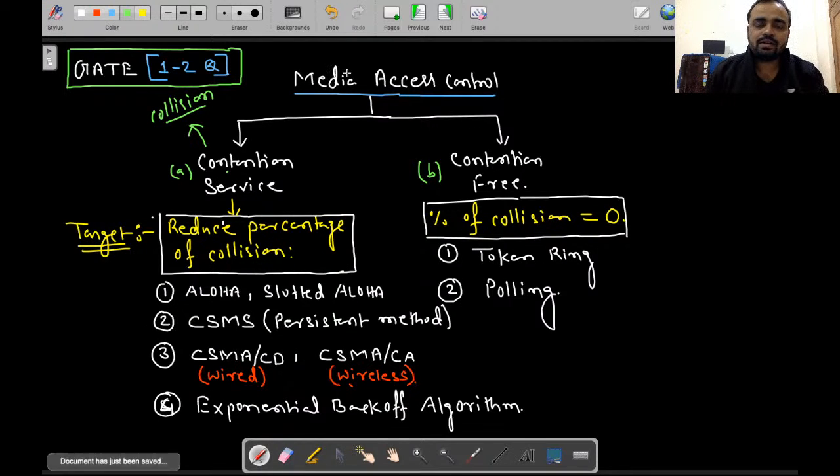Got it, everyone? Now let's start the contention-based protocols. As I told you, I have divided the media access control protocol into two parts. Today I will discuss part 1 and tomorrow part 2, and in part 1 and part 2 I will cover everything related to contention-based as well as contention-free. So just be with me if you really want to secure 2 to 4 marks in your GATE exam related to the media access control protocol. First we will understand each and every concept and then we will come to the numerical part.